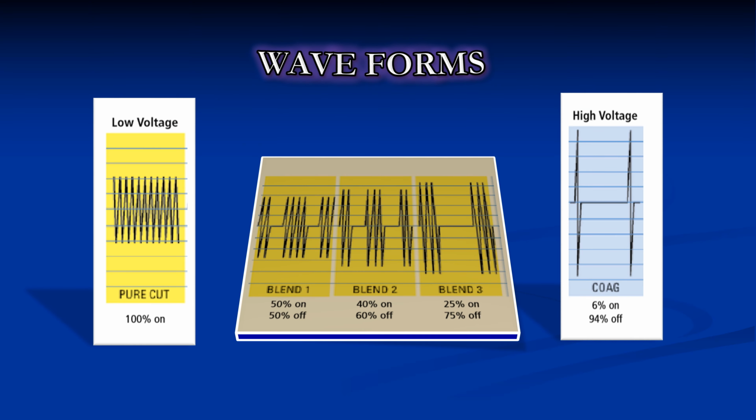Now let us discuss the waveforms. The surgeon can choose the output setting for the electrosurgical unit to produce a waveform. This waveform may be a cutting waveform, a coagulation waveform, or a blended waveform. We need to know the definition of the cutting waveform, the definition of coagulation, and the definition of the blended waveform.